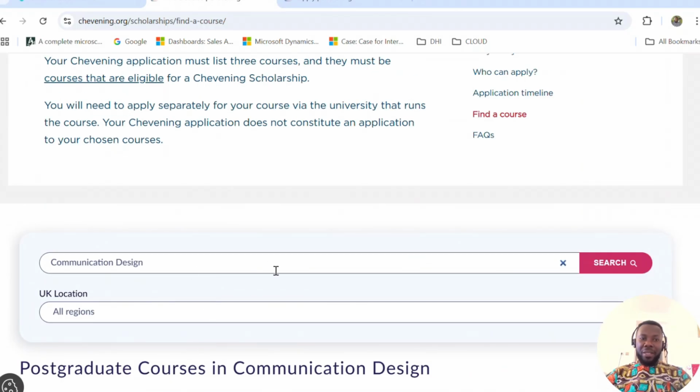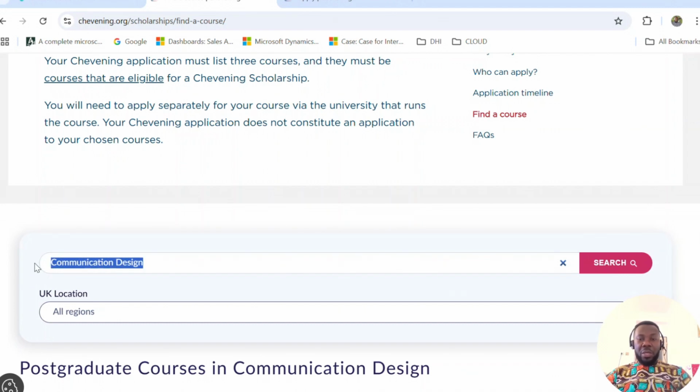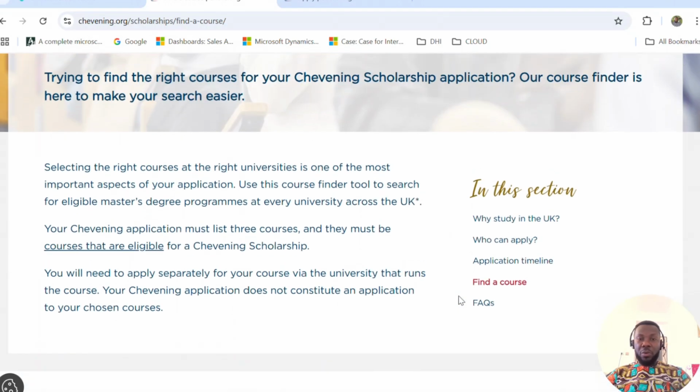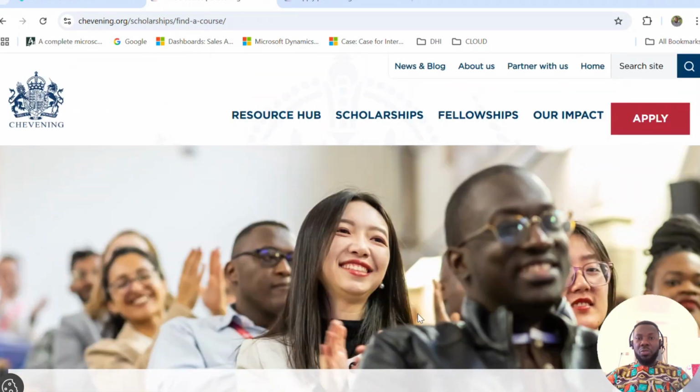But remember, your program must meet the UK priority areas, which we reviewed earlier on. So that is how you can search for possible programs. And remember, you can apply for up to 3 study programs in 3 different universities or 3 study programs in the same university. It's up to you and what you look out for.